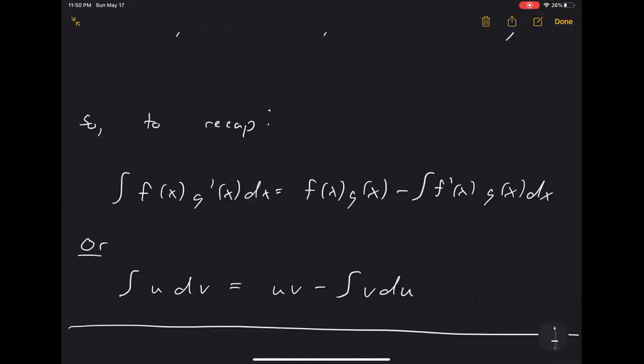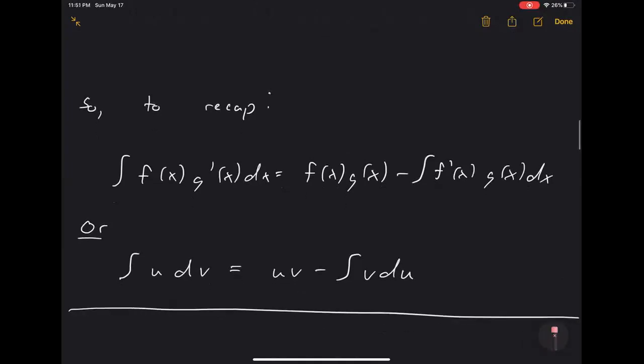The integral of f of x times g prime of x equals f of x g of x, where this is just a function, it's not inside of an integral or anything. It's actually going to be an antiderivative. So this is just a function, and then we're subtracting this indefinite integral here. So it's really just undoing the product rule and rearranging some stuff a little bit.